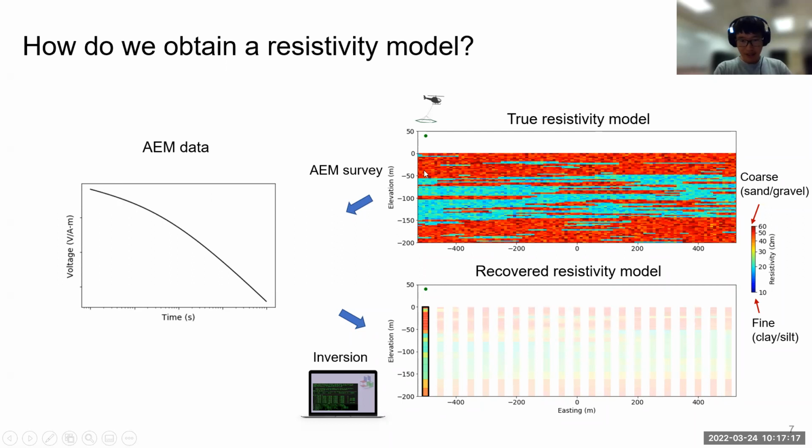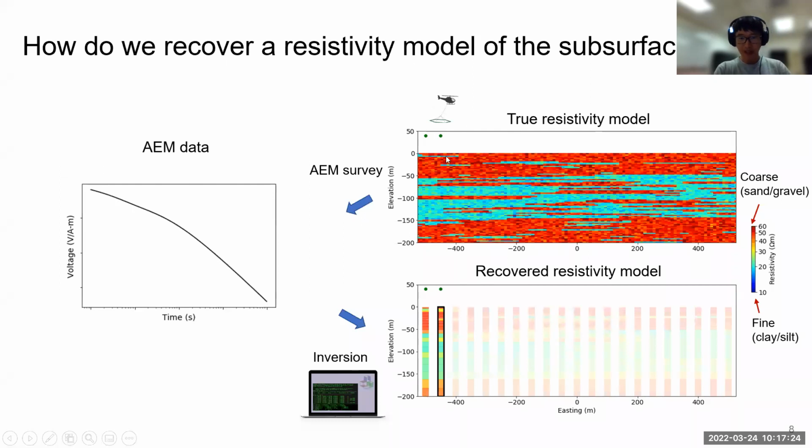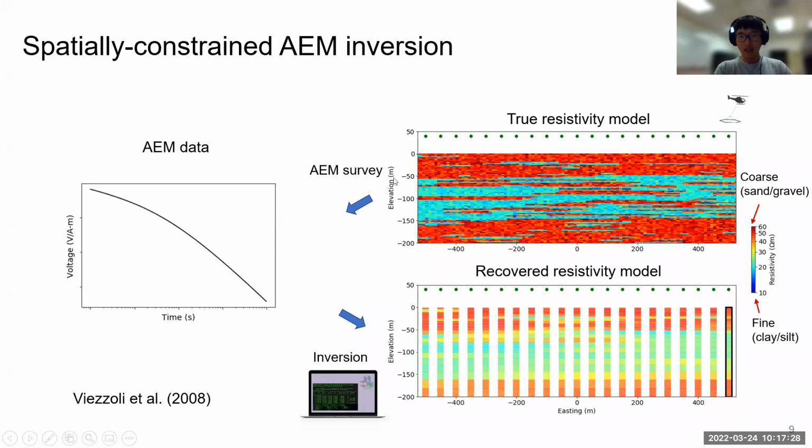And for a single sounding point, you can have a 1D resistivity model like this. And if you move to another place, then you can have another 1D resistivity model. And you have many sounding locations. By repeating the 1D inversion, you can have a stitched 1D resistivity model like this.